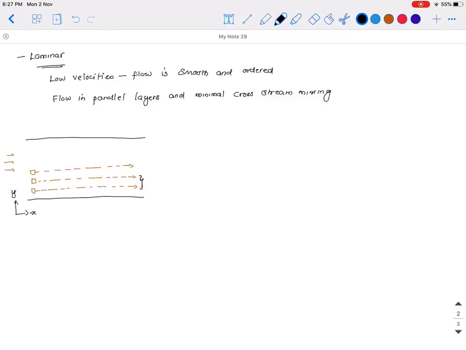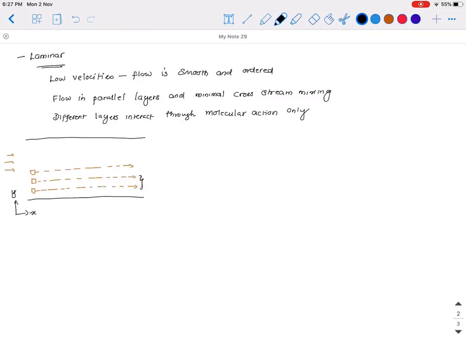When we say cross stream mixing, we are talking about mixing in the perpendicular direction. The stream is in the x direction, and the different layers in the fluid interact only through molecular action. So the main feature that you should notice is that laminar flows are very smooth and ordered.